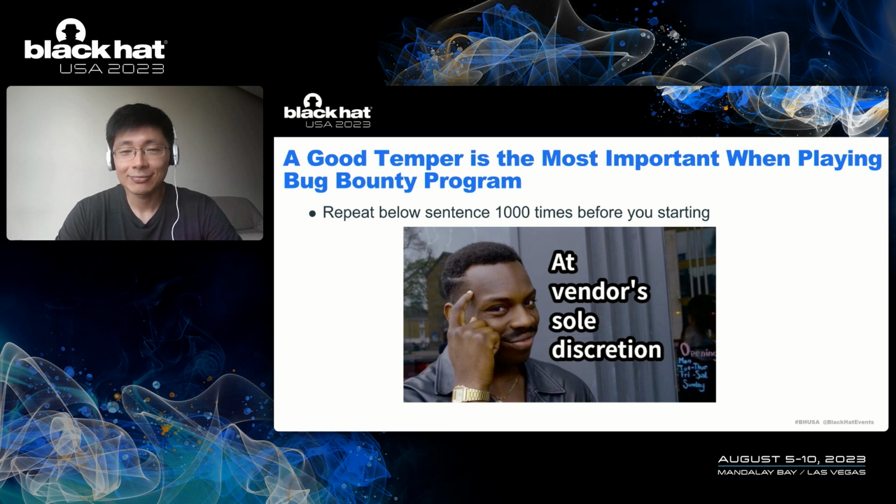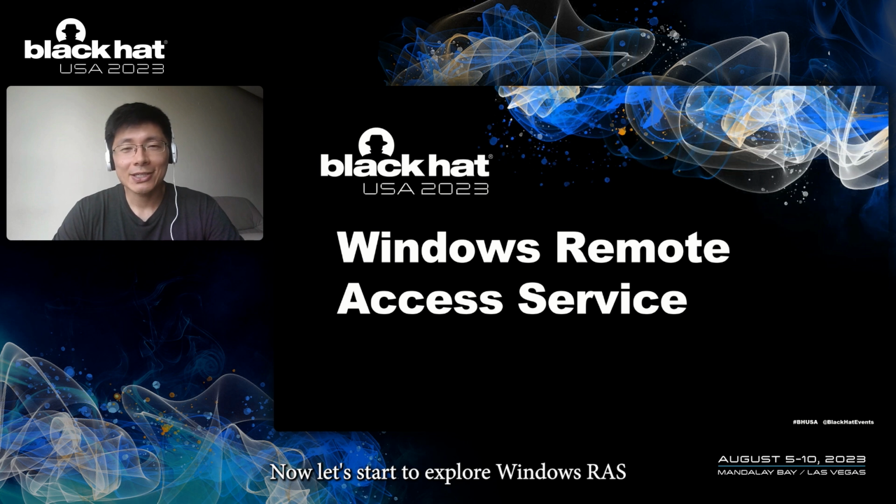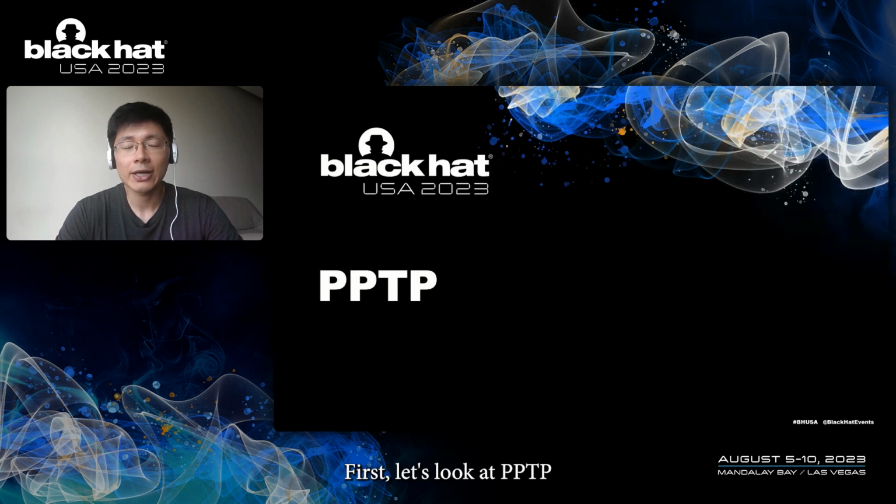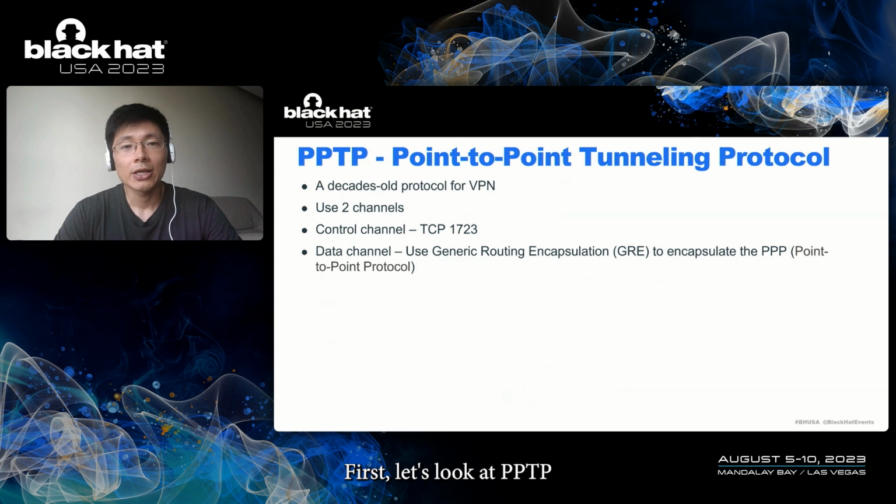Yeah. Now let's start exploring Windows RAS. Windows RAS provides remote access to clients. It contains multiple kernel drivers and user mode services. First, let's look at PPTP. PPTP is an old VPN protocol. It uses two channels, a control channel using TCP port 1723 and a data channel using the GRE protocol.